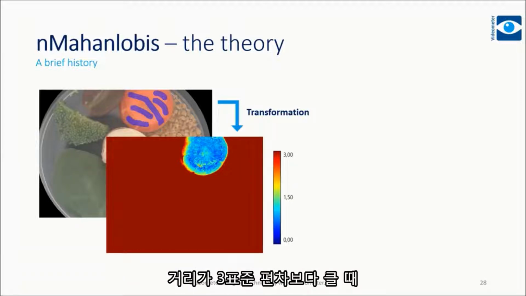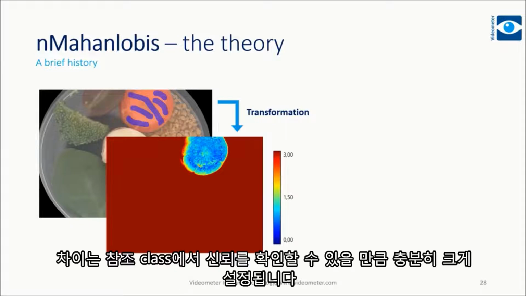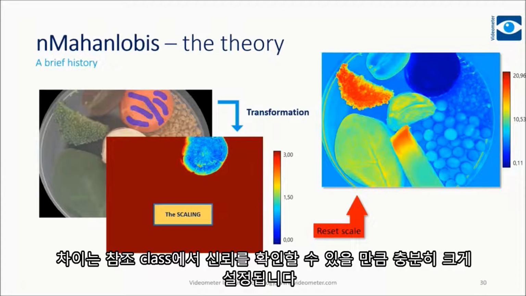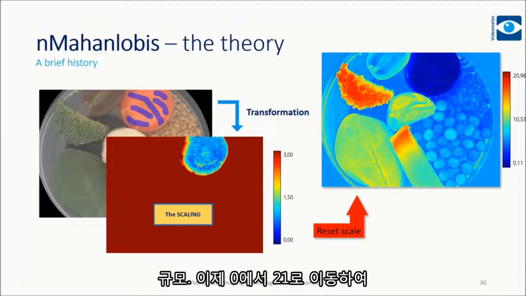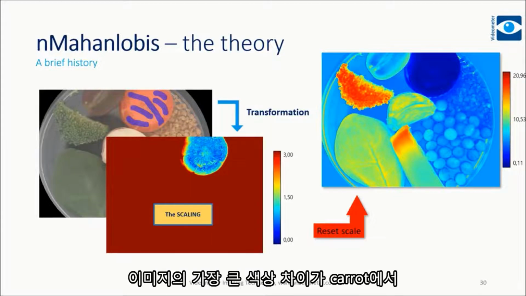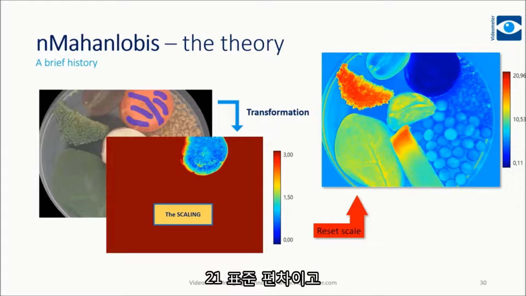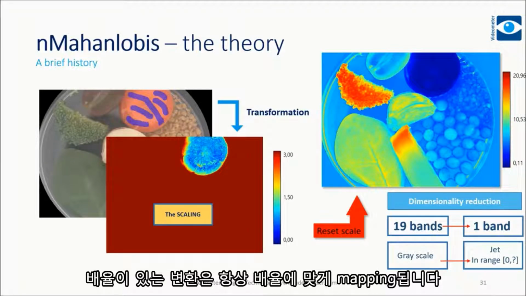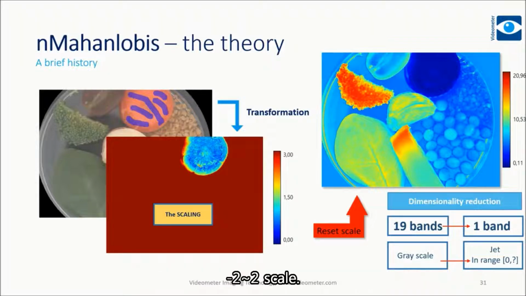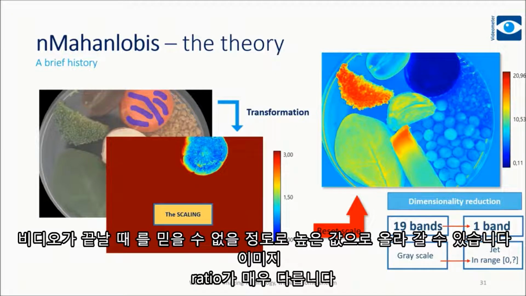When the distance is larger than 3 standard deviations, the differences are set to be large enough to make a confident separation from the reference class. But if you reset the scale, you will see how the image changes completely. The scale now goes from 0 to 21, indicating that the biggest color difference in the image is 21 standard deviations away from the carrot. And this is the red part of the image, the broccoli, and the dark part of the avocado. Contrary to the NCDA transformation, where the scaling is always mapped to fit into the scale -2 to 2, the Mahalanobis scale could take 0 to incredibly high values if the objects in the image are spectrally very different.